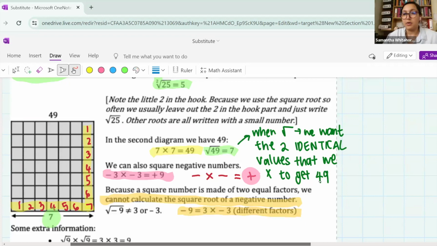Now, even if you go type on your calculator, my calculator is a bit old and gross, so just excuse that. So even if you go type the square root of -9 on your calculator, if you push answer, it gives you math error. And that's because we cannot actually find two identical numbers that we multiply together in order to get a -9. So really, really importantly here, we cannot calculate the square root of a negative number. You can only work out the square root of positive numbers.